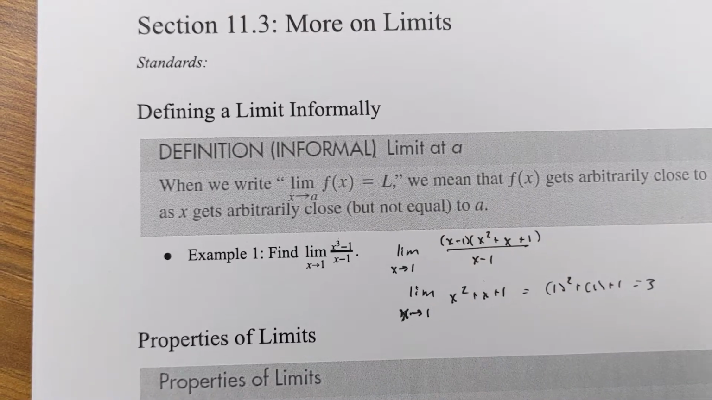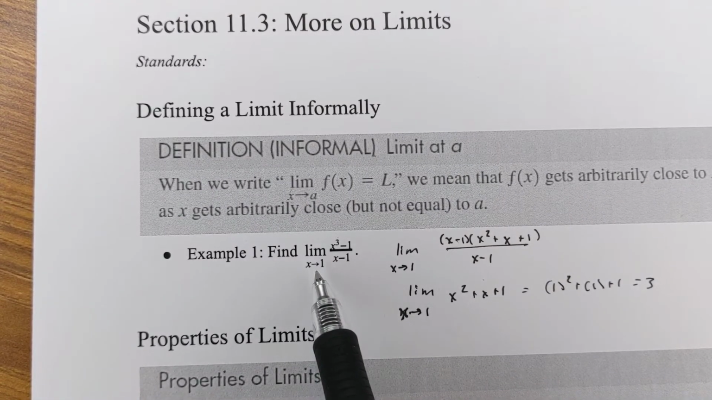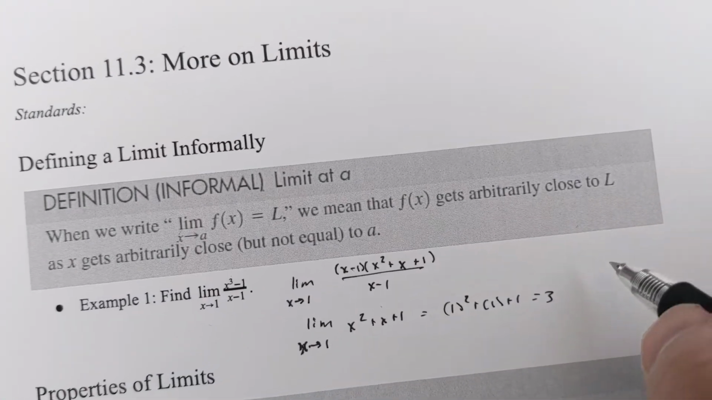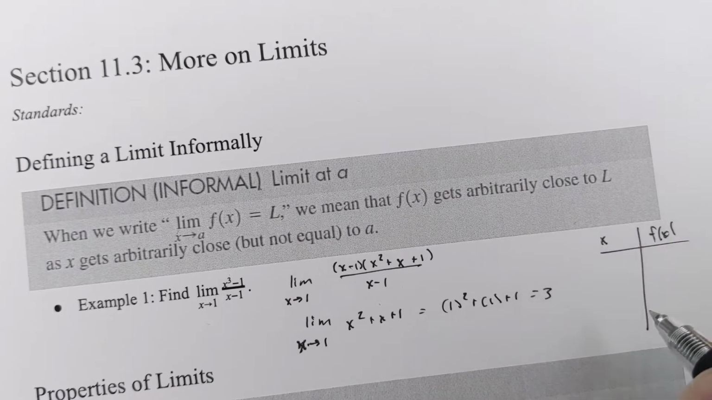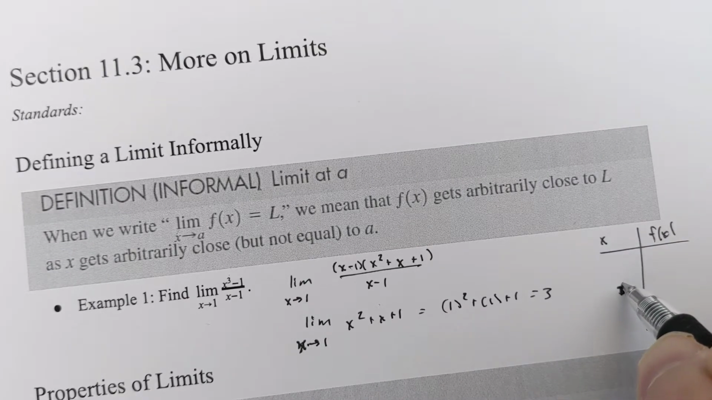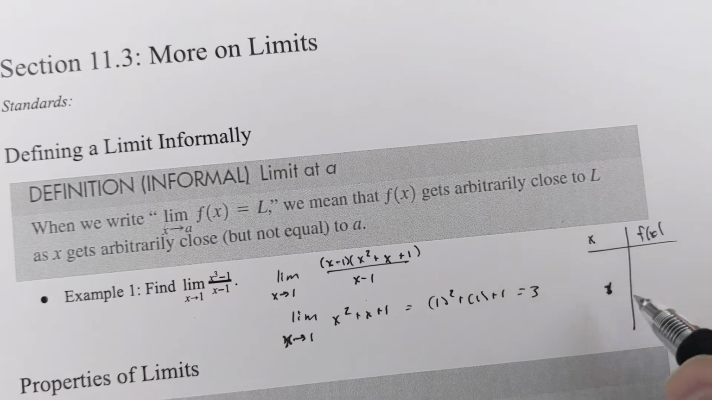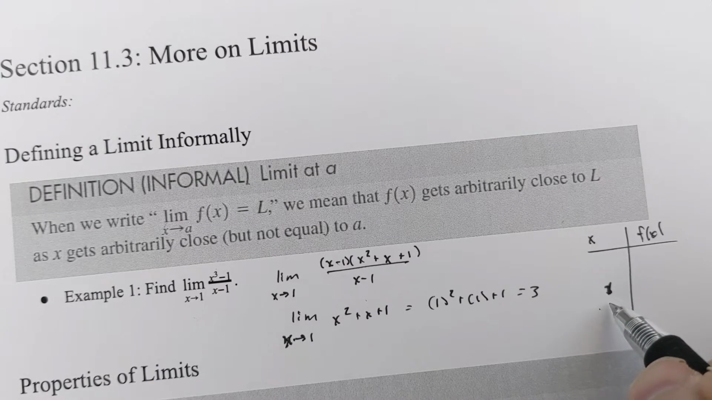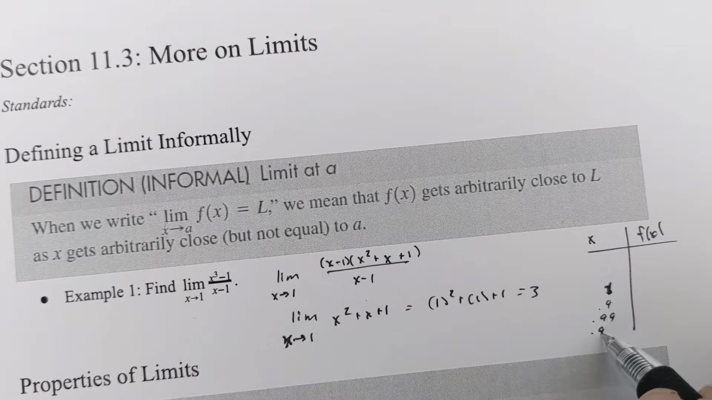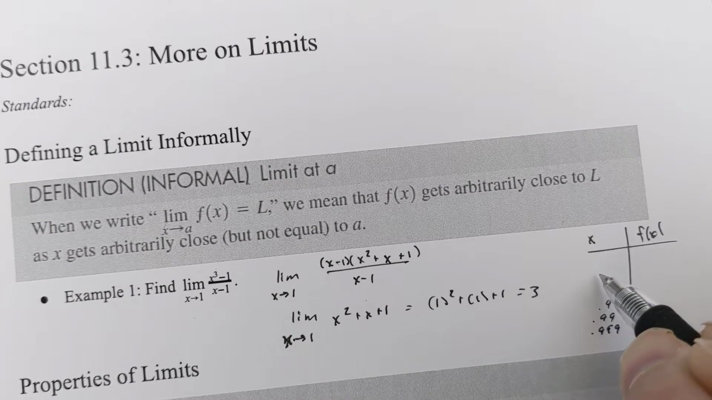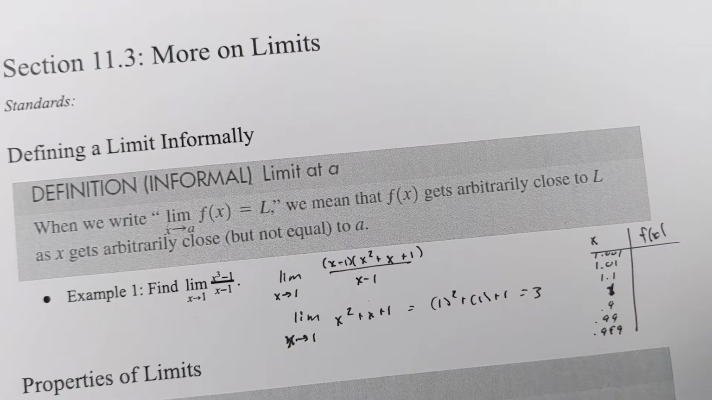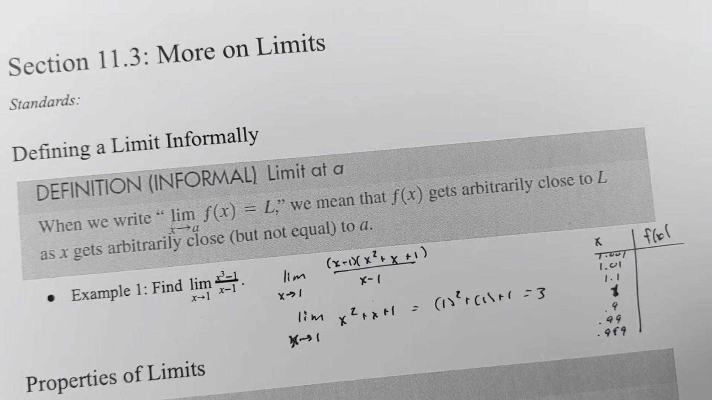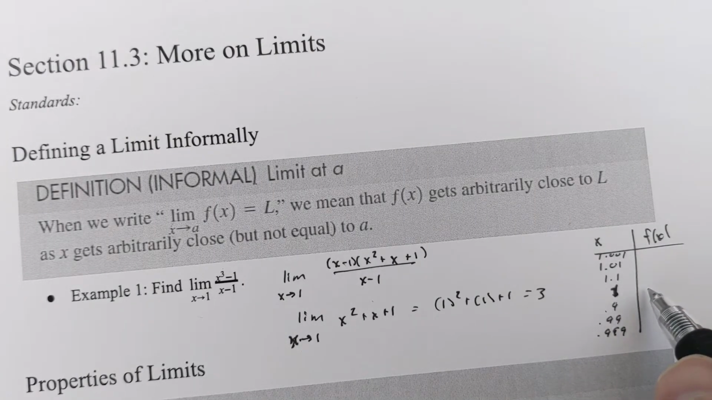Same way, you could also do a table. So you'd work closer to 1. So essentially what you look at is you do x, and you do f of x. So we're looking for 1. So I would do 0.9, 0.99, 0.999, and I also do 1.1, so differ by a tenth, by a hundredth, by a thousandth, and I would look and see the pattern of these values. So what number do they get closer to?